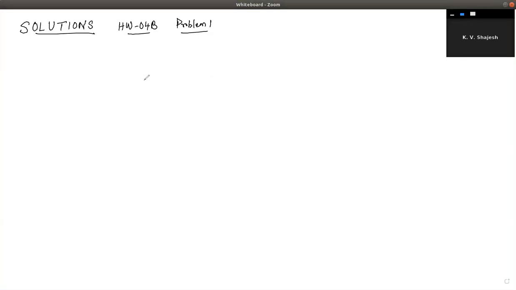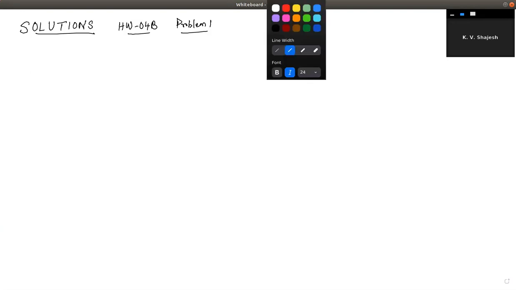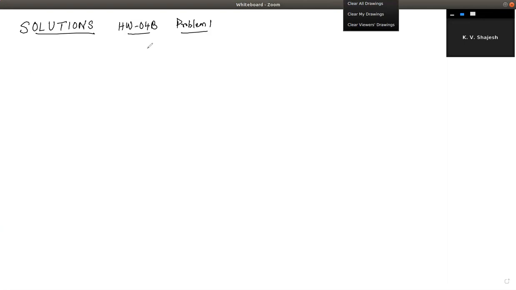Hello, this is the solution to homework 4B, and this is problem 1. It talks about a boat that is going downstream with the river and then coming back upstream, against the flow of the river, and it asks you to calculate the total amount of time it will take in the round trip. So let's illustrate the idea using a sketch, so this could be the river, two banks of the river.